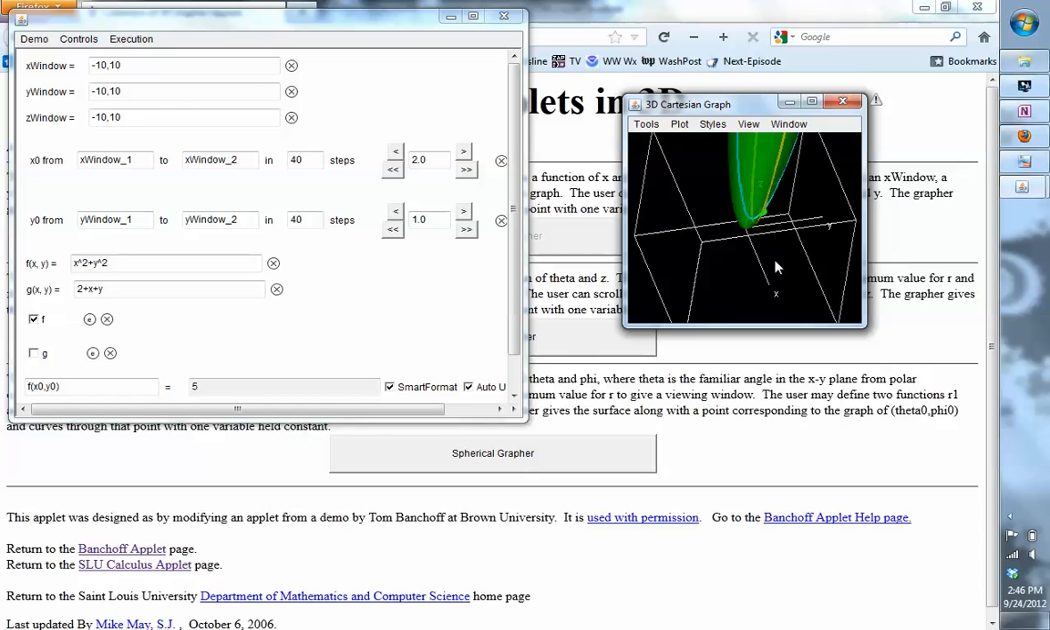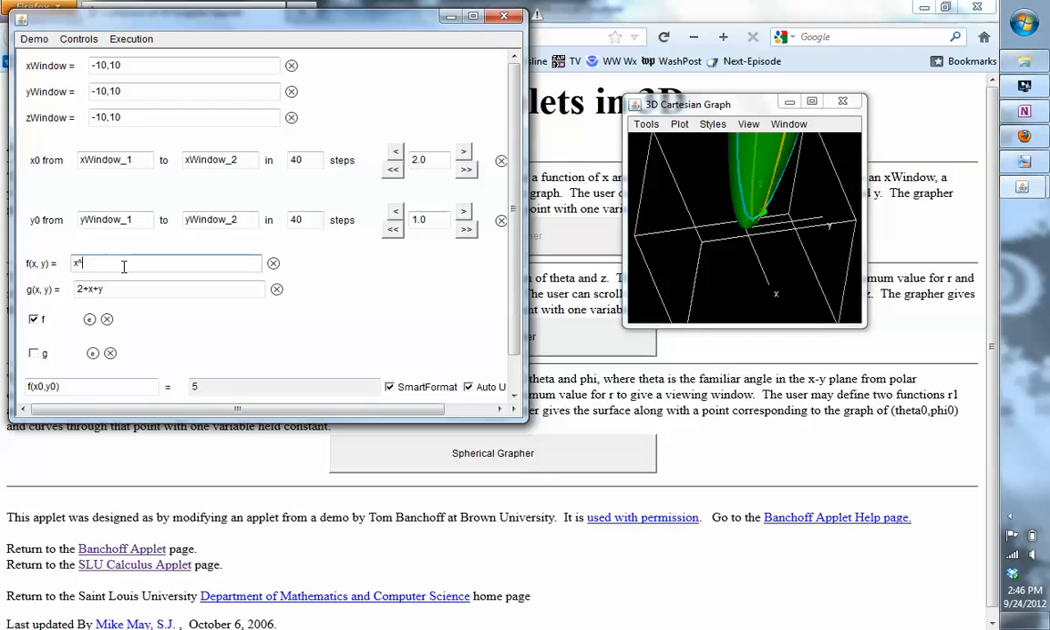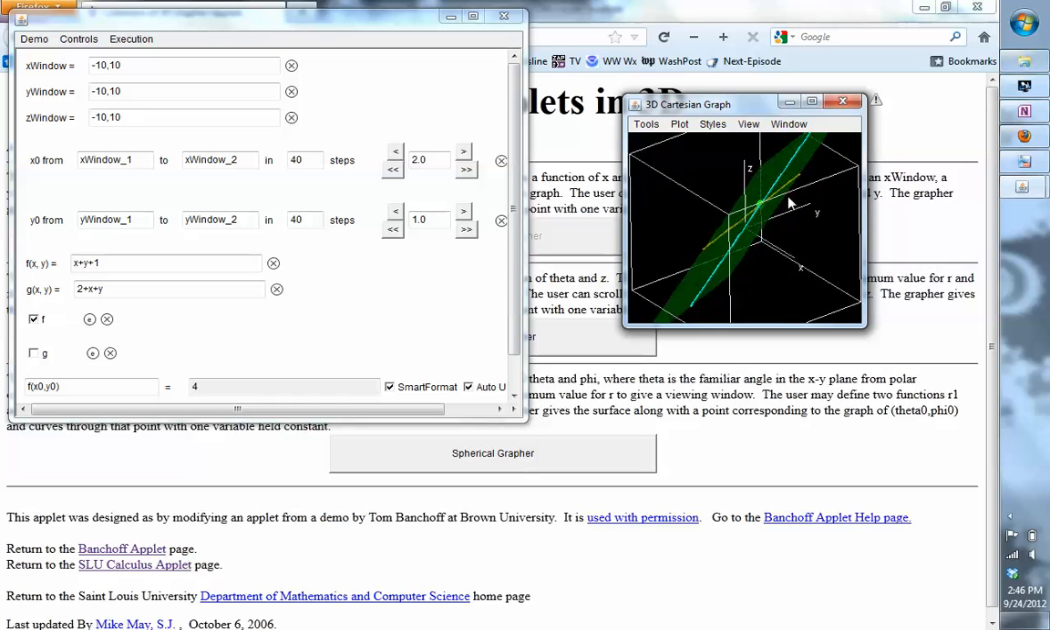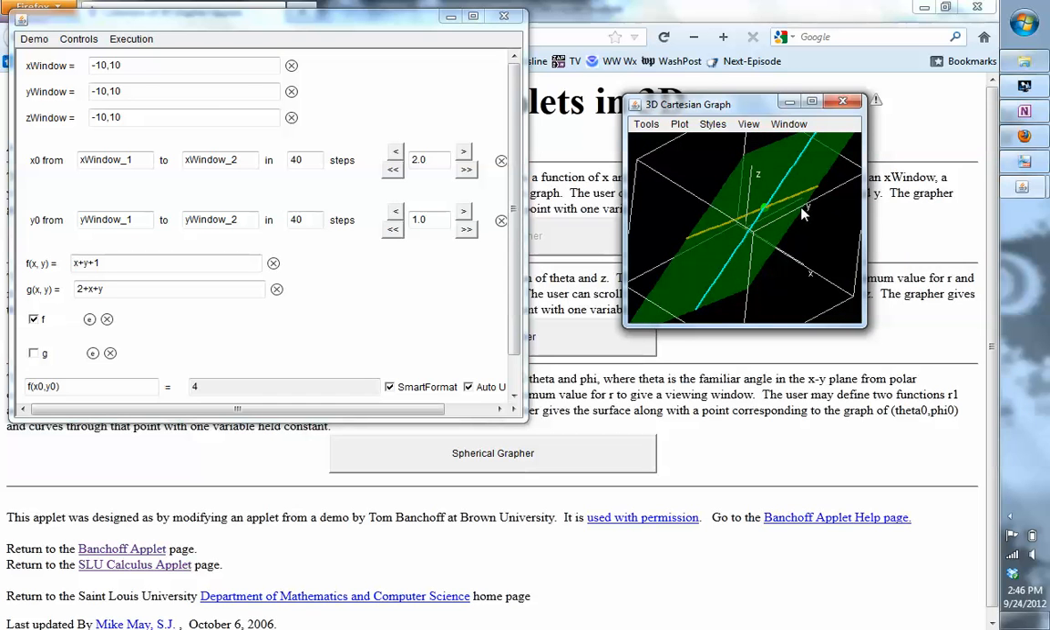Okay, so let's start with something straightforward first. I'm going to do something like x plus y, maybe plus 1. Come on, there we go. Okay, so there's a nice plane.